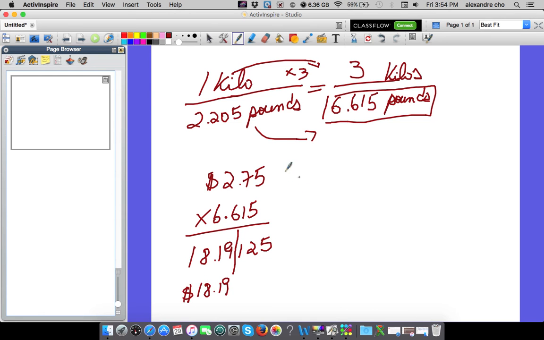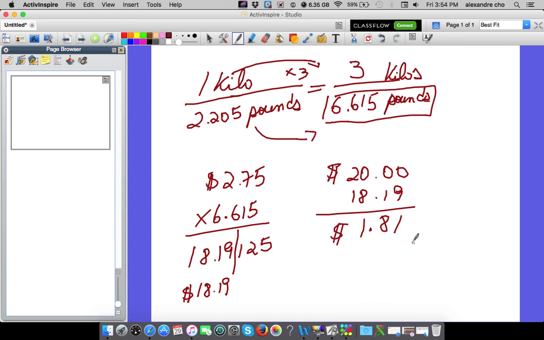So, if you give the cashier a $20 bill, you're obviously going to get some change back. Okay, 10 minus 9 is 1. 9 minus 1 is 8. 9 minus 8 is 1. And change, $1.81. Okay?